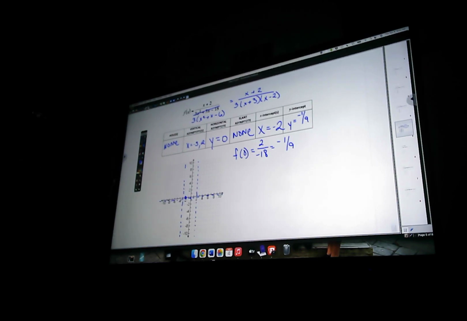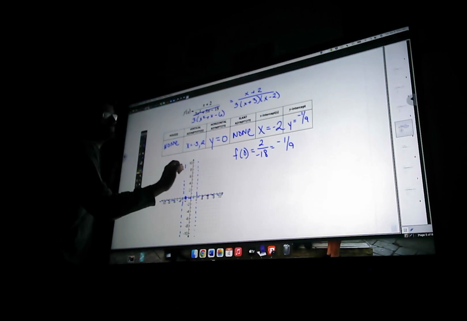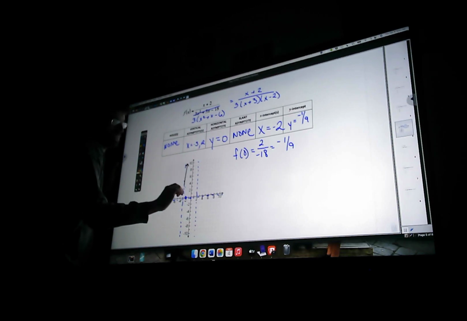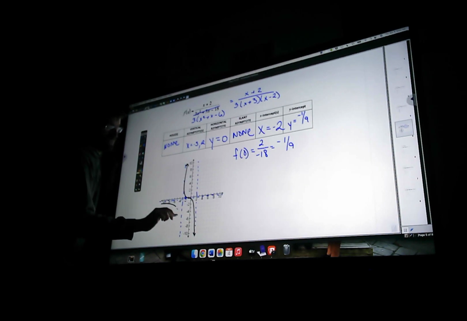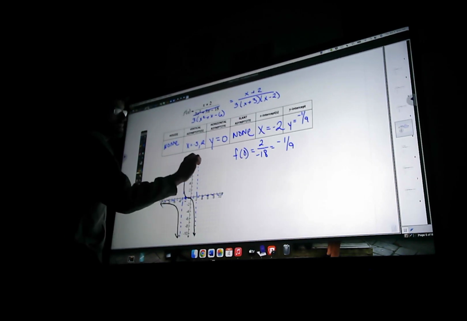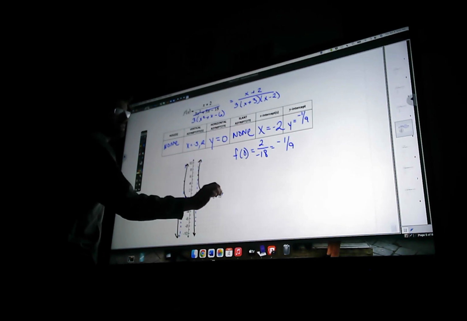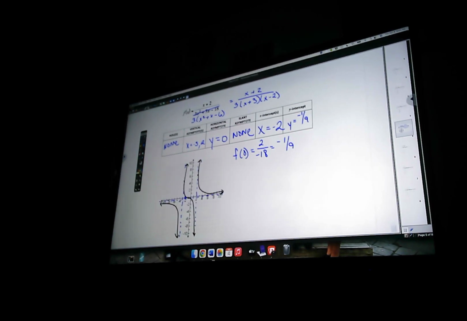Now, what we're going to do to actually graph it is go into your y equals, plot it out. What it's going to look like is this right here. I am not expecting a Picasso, but I am expecting something decent.